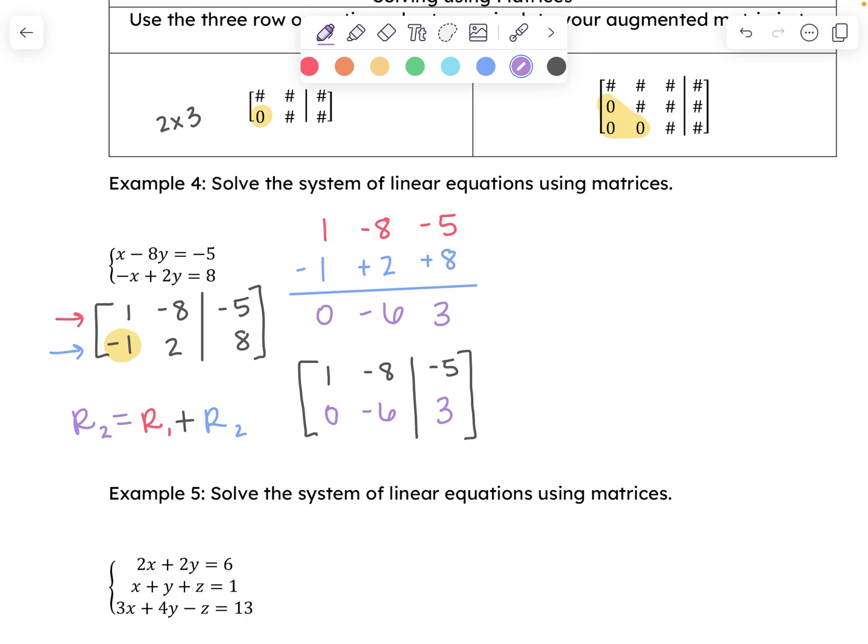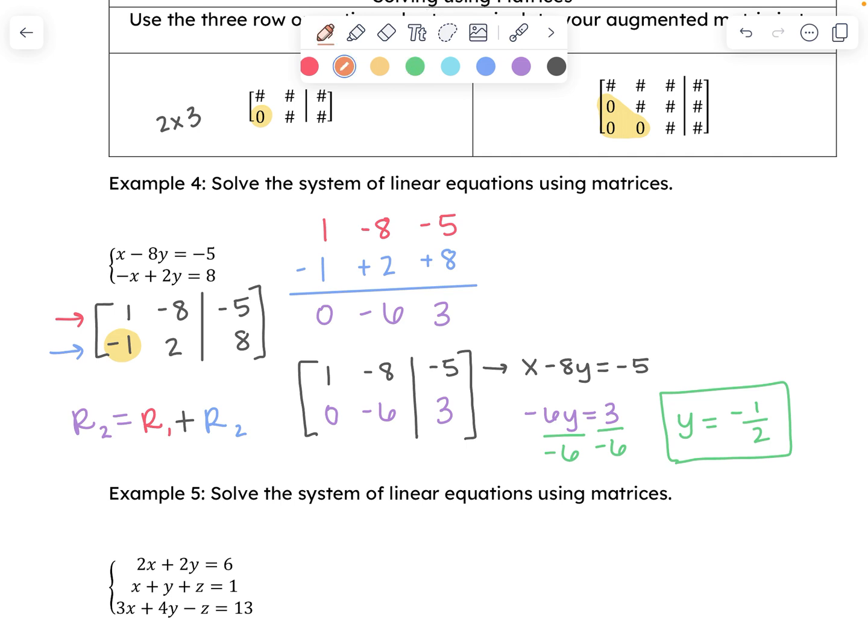If I were to take that matrix and put it back as equations, this first row is 1x minus 8y is equal to -5. But my second row, I don't have any x's anymore. Now it's just -6y is equal to 3. So basically what I've done is I've gotten rid of the x in that second equation. So now, to solve that second equation, all I have to do is divide both sides by -6. So y is equal to -1/2. And that was really easy to solve for y right there.